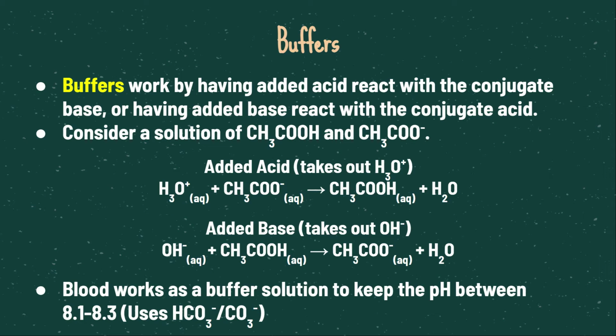Blood works as a buffer solution to keep the pH between 8.1 and 8.3. So you can see how very specific it is in terms of being able to maintain a proper pH. Just so you know, it uses the HCO3 minus and carbonate ion as its conjugate acid and base pair.